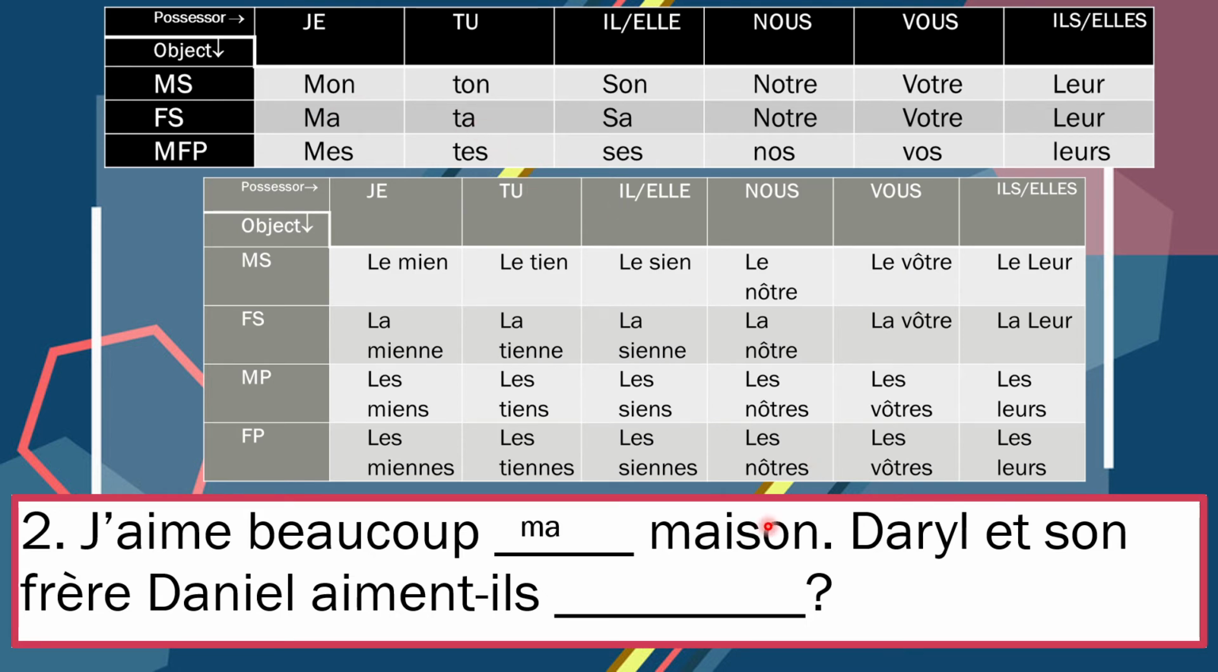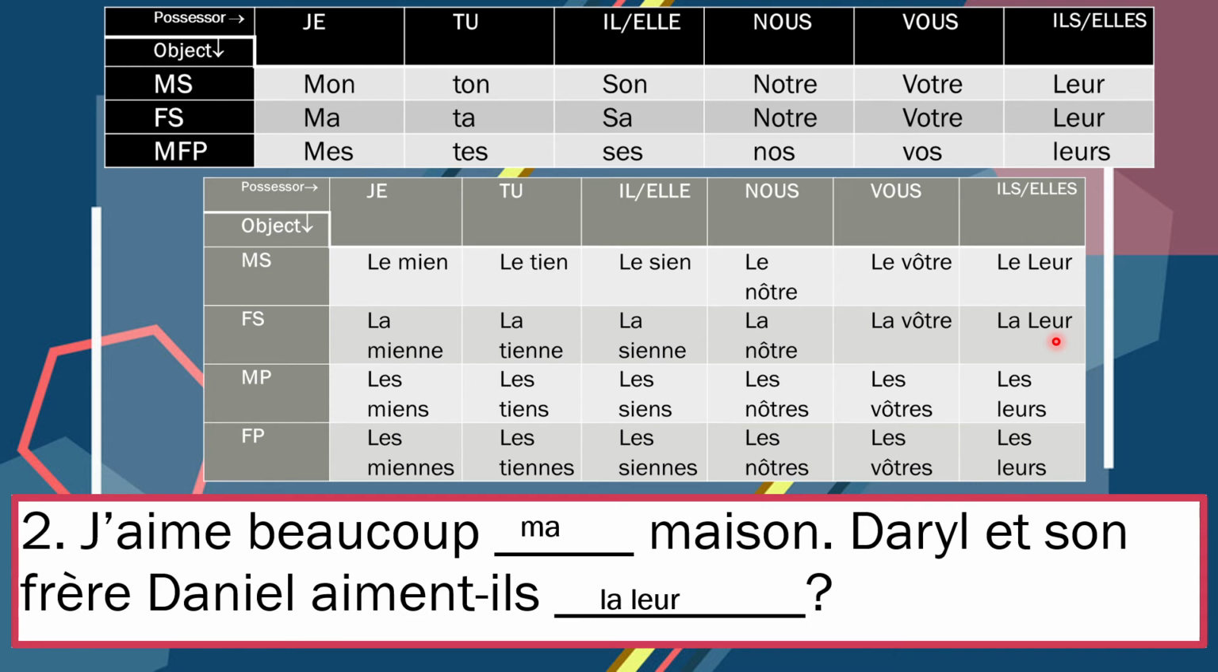Okay. Now in the second blank, remember we're using a pronoun because there is no noun here. So you're looking at the same category of object, which is feminine singular. You're looking at this row. Now look at the new subject, Daryl et son frère Daniel. His two boys becomes il. Okay, so under feminine singular il, you have la leur, which is the correct pronoun.